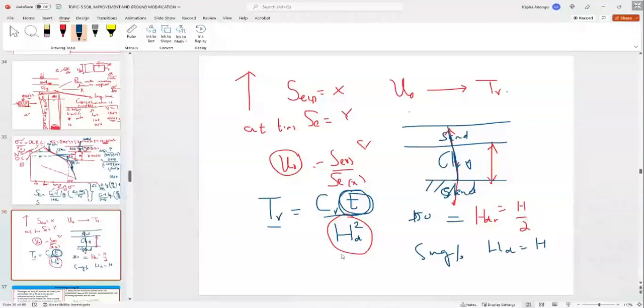Now, the time factor at which consolidation ceases, at 90% degree of consolidation, corresponds to 0.848.